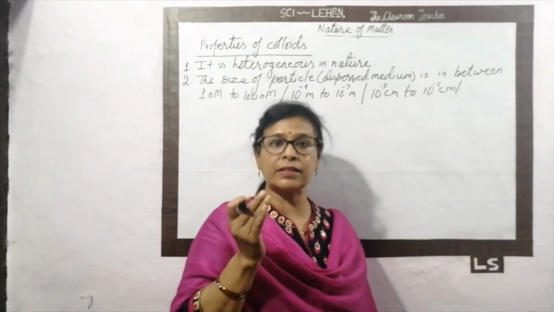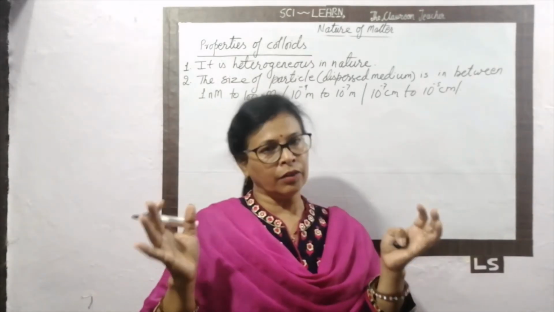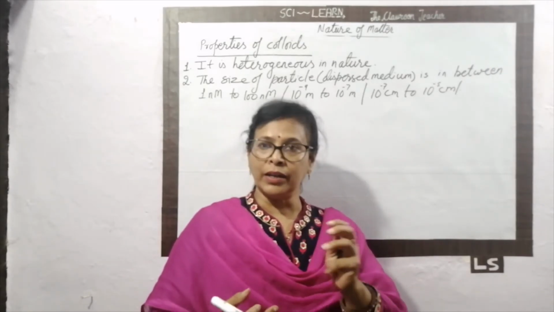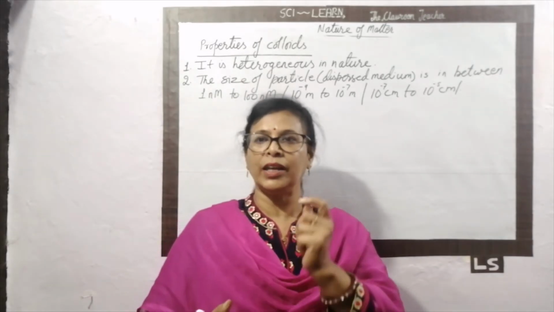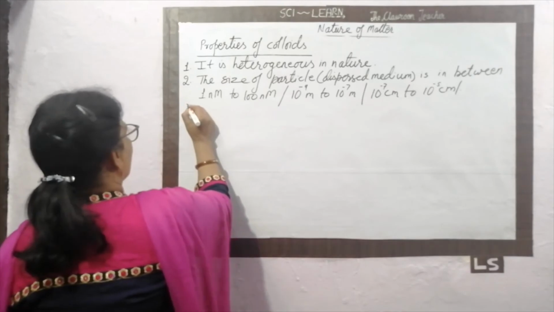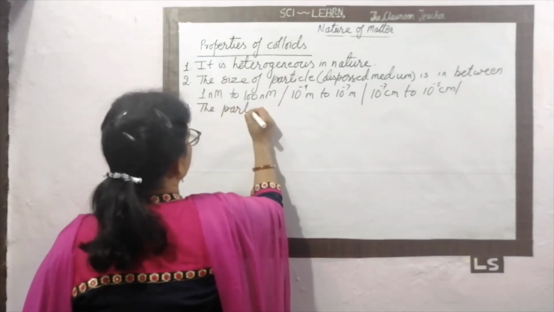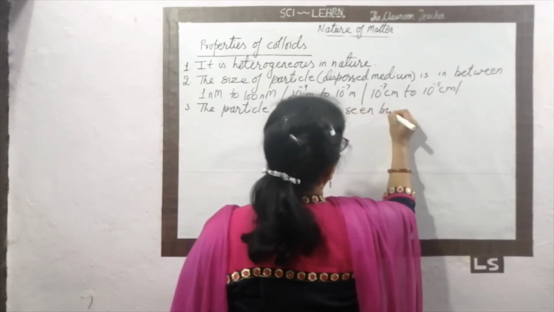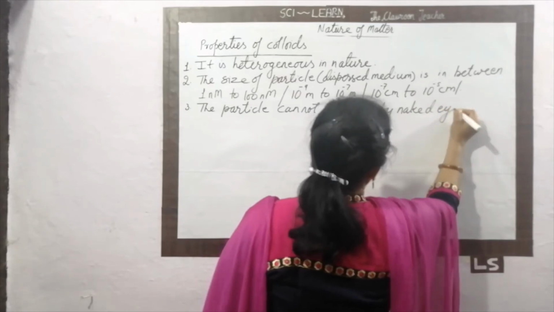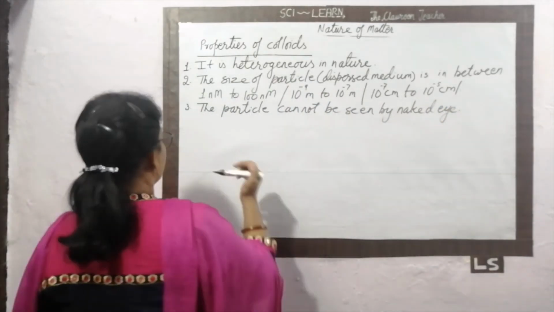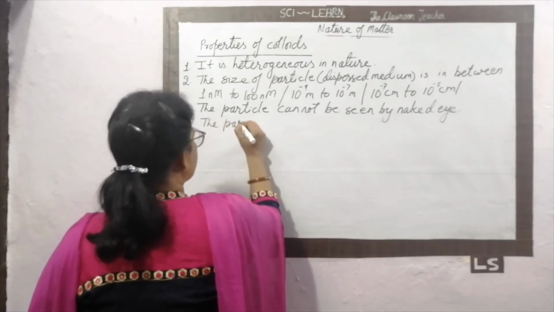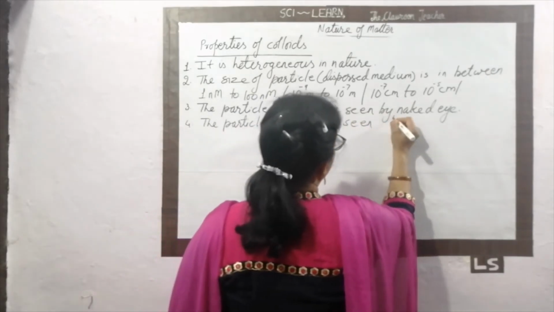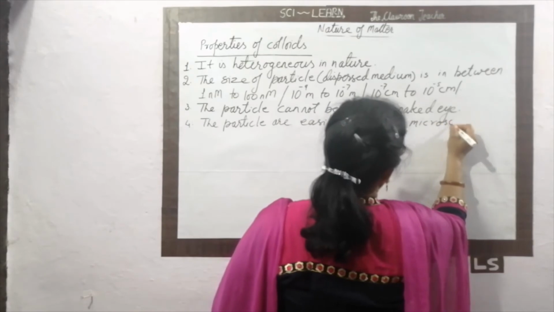The next topic we have to discuss in our class is the suspension. When we discuss all three, we are able to explain, define, or differentiate all these three together. Now, what is the third property? The particles cannot be seen by the naked eye, because the size is too small. But the particles are easily seen by a microscope.